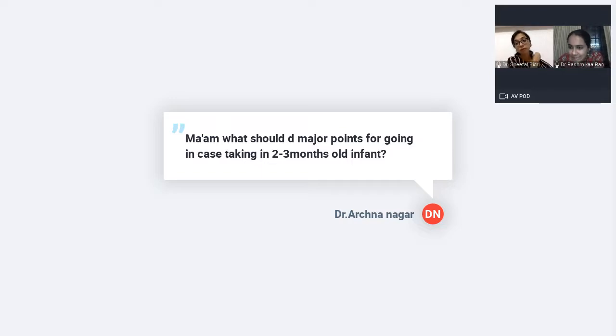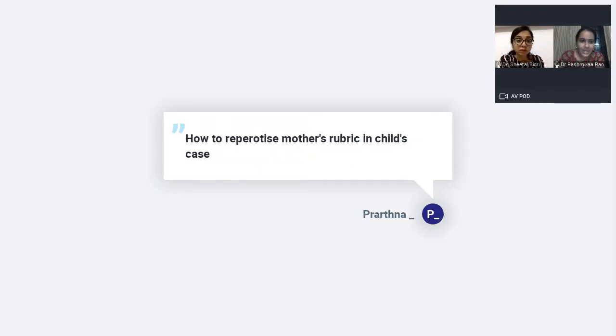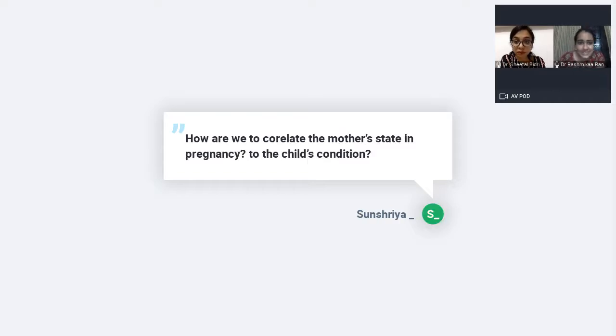The next question, two people have asked a similar question: how to repertorize the mother's rubric in a child? And similarly, how are we to correlate the mother's state in pregnancy to the child's condition? So you need not actually repertorize every single thing in a case. That is one thing I want to tell my final year students who are here. You need not take every single aspect of it.